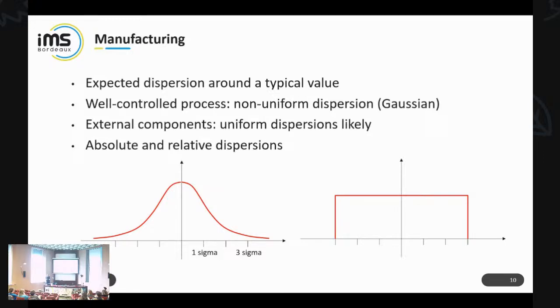Something is supposed to be Gaussian. Regarding the components which are on the outside of the chip, that's another story, because those components are arriving. You are not sure that those components will be made on the same day and things like that. So normally you will take care of the uniform distribution for those external parameters. And you also have to take care about absolute and relative dispersion. So we will use both a Gaussian and a uniform distribution when needed.